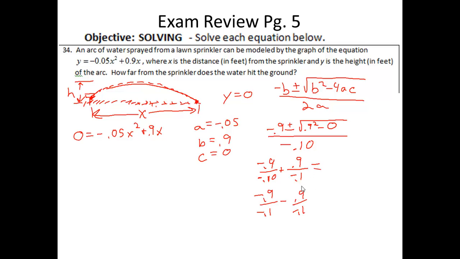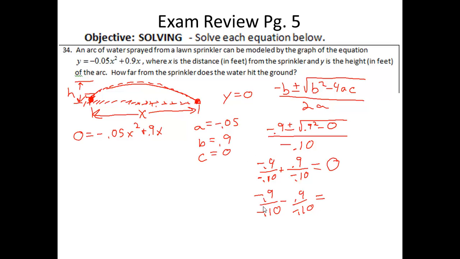So as you do the math here, you're going to see that -0.9 divided by -0.1 is just going to end up being 9. And then that's going to be plus -9. So we're just subtracting 9, and that's going to be 0. And that makes sense, right? Because our sprinkler started at the ground. So when our height is 0, our x value is going to be 0. But we're really looking for this x value right here. We already know that the water is at the ground when it's at the sprinkler head.